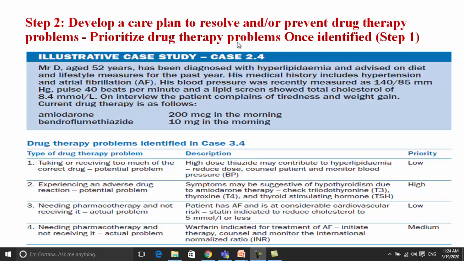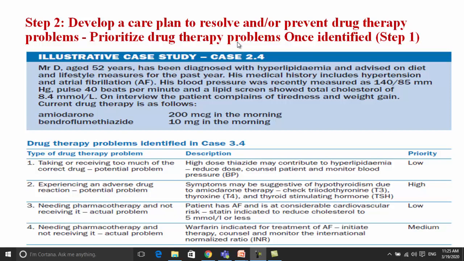This is an actual problem. The patient has AF and is at considerable cardiovascular risk. Statin is indicated to reduce cholesterol to 5 millimole or less. But this is also low priority, okay? It's not the first or the second priority. So it's not high or medium priority. It's low priority for the patient.